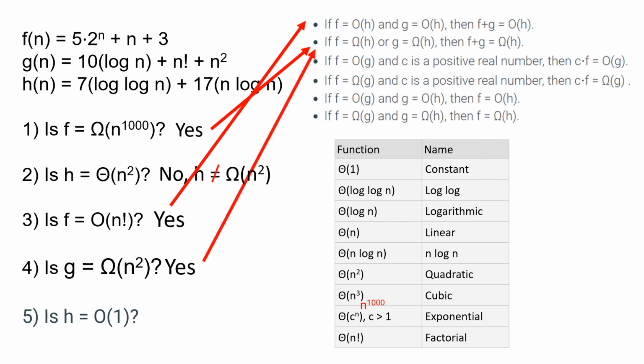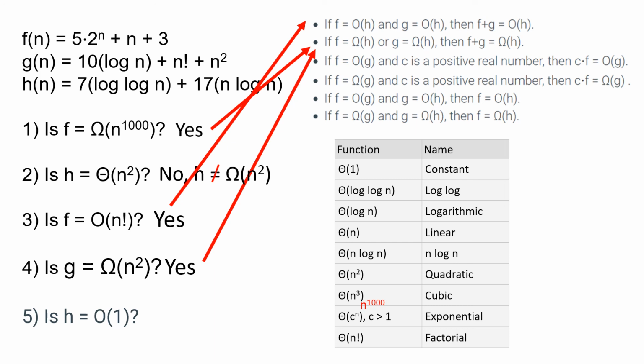Is g omega n squared? So remember, omega n squared means that n squared needs to be below, a lower bound for the function on the left. But remember, with omegas, we have that second rule: if we've got a sum of two functions, f plus g, only one or the other has to be omega of that in order for the sum to be.